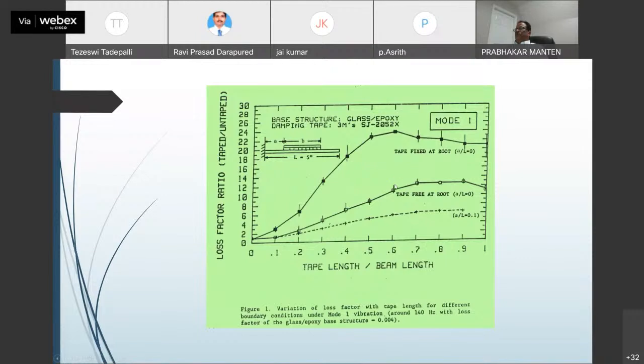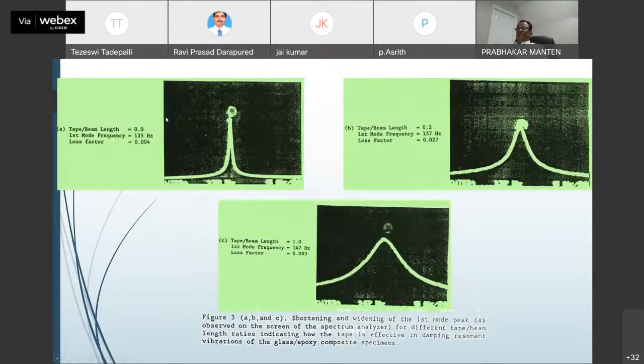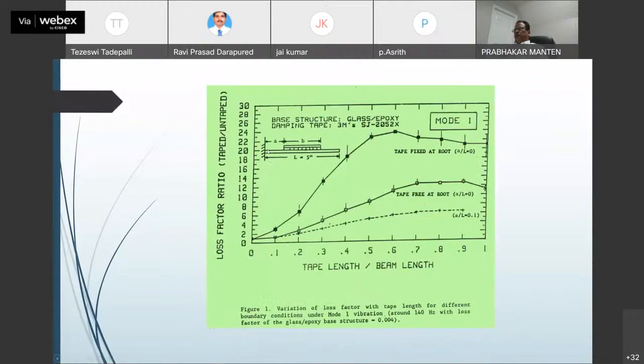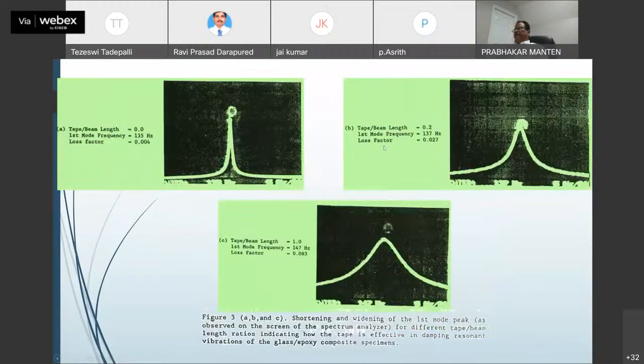So again, I told you, we study the impact hammer and get the excitation, we study the peak. If the tape length is 0, there's no tape applied, there's a resonant frequency of 135 hertz, and the damping was 0.004 with that half power bandwidth. For applying up to 0.2 of the tape length, of the total length, you then see the same peak. We redid the test. It increased the frequency also because of the stiffening and the mass ratio of the two. It also improved the damping by how much?